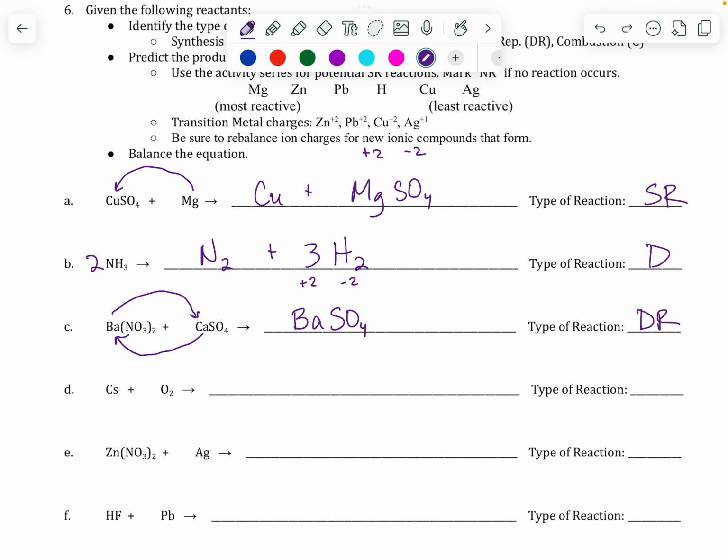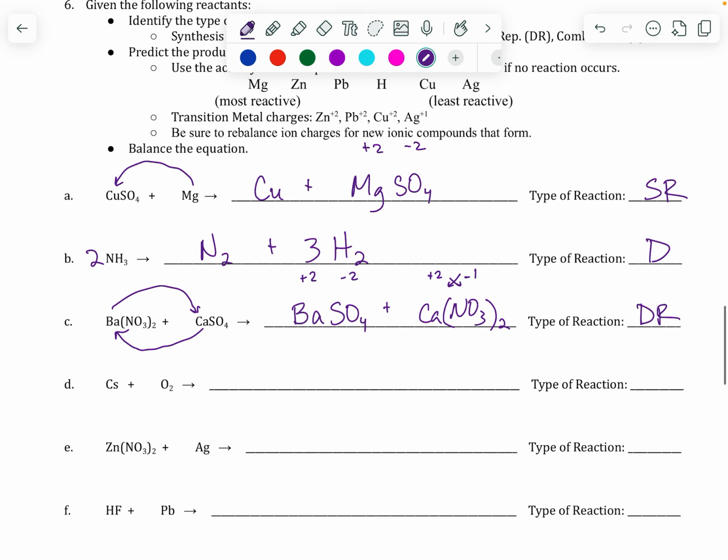Plus calcium and nitrate. Calcium's a +2. This one we do have to cross, and I notice I need 2 nitrate groups there. And I look through, and I end up seeing that I have the right amount of everything on both sides.